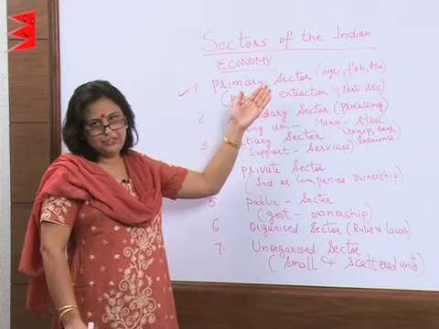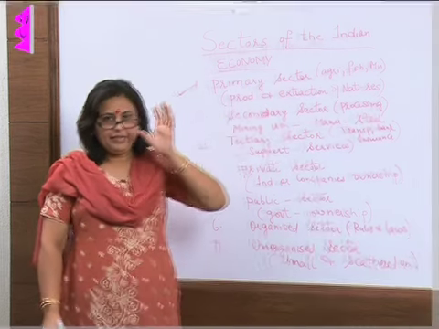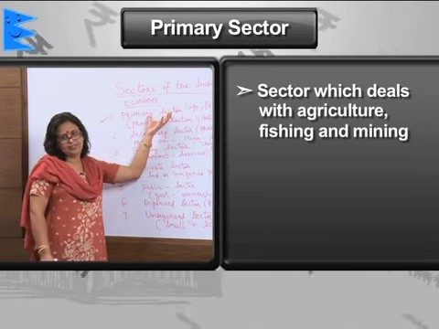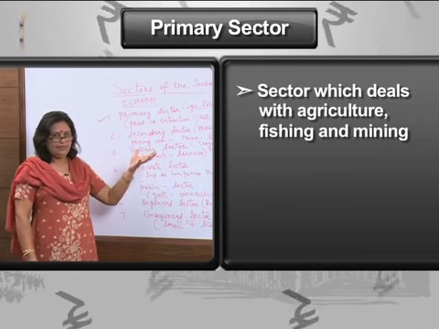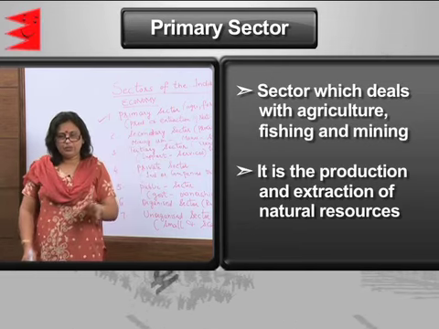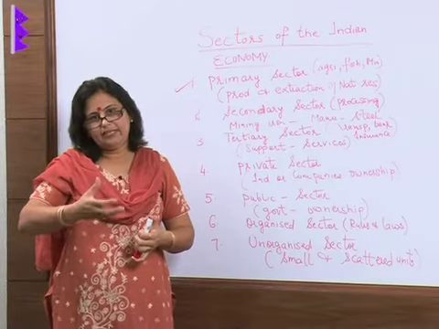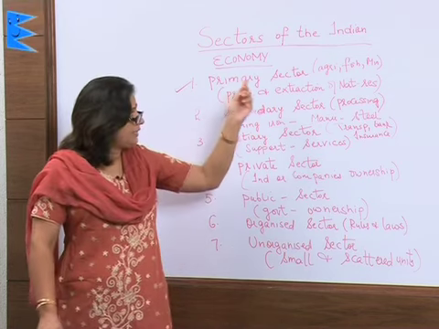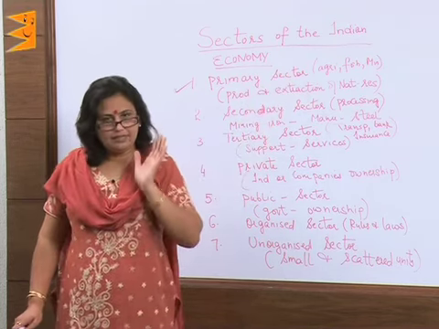The first term that you must know is the primary sector. The primary sector is that sector of the economy which is in fact the agriculture sector. It deals with agriculture, fishing and mining. In fact, it is the production and extraction of natural resources in the country. Suppose you go and buy some vegetables or fish for yourself. It is the primary sector which has given you all these things.